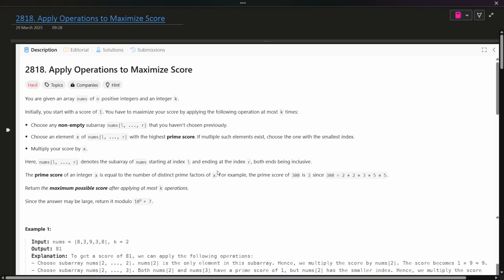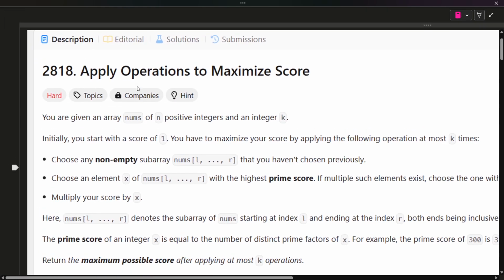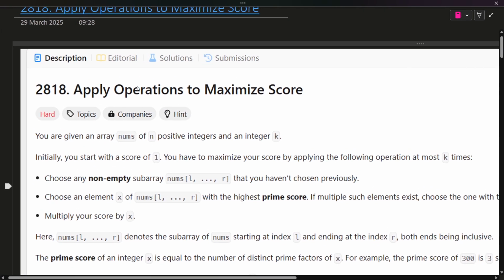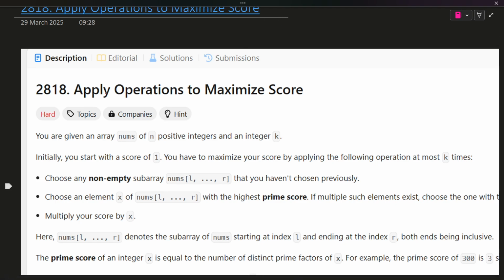Okay, so hello everyone. The question which we are going to solve is day before yesterday's POTD. In this question, which is apply operations to maximize score.